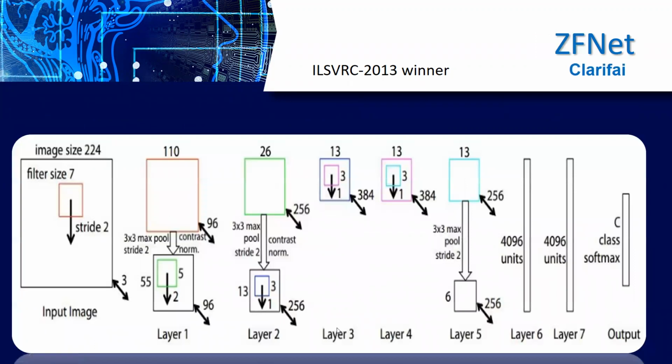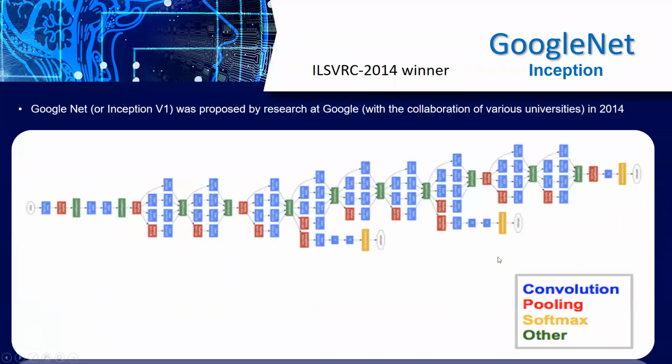In 2013, ZFNet is the winner, and you can see the different layers they are using here. In 2014, GoogleNet Inception, both are names for GoogleNet only. In 2014, GoogleNet is the winner, and we already saw the architecture. Again, they are using the same layers: convolution layer, max pooling layer, softmax layer, and other combination layers.